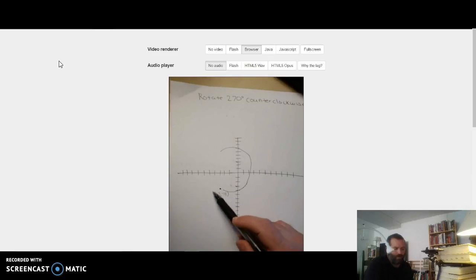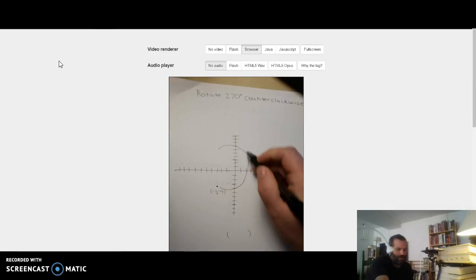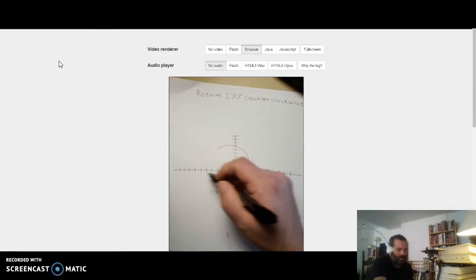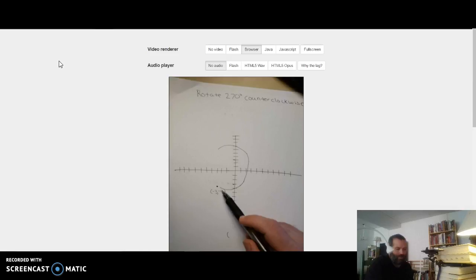The coordinates of the point we're starting with are -3, -4. To find the coordinates of that point when we rotate it 270 degrees into this quadrant, all we do is we ignore these negative signs and then we flip the numbers. So we have -3, -4, ignore the negative signs and flip the numbers. That gives you 4, 3.